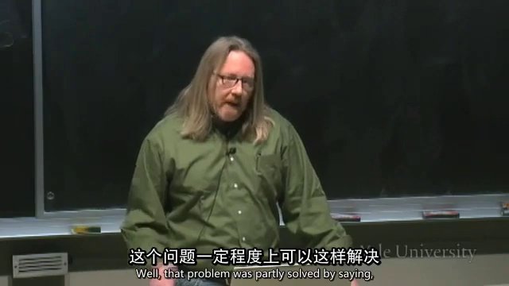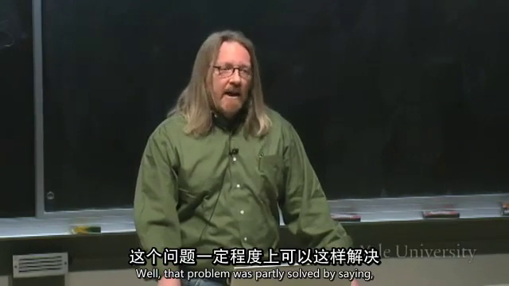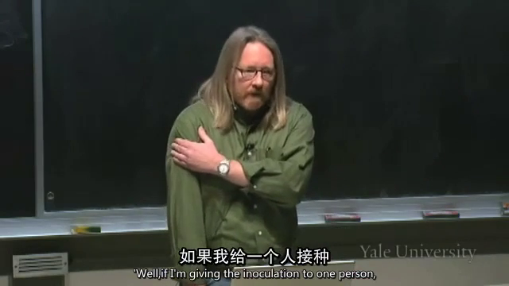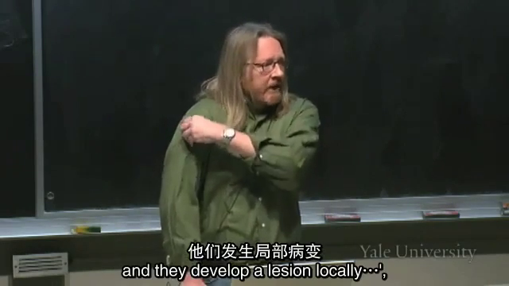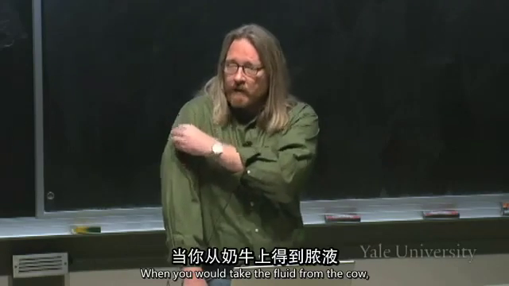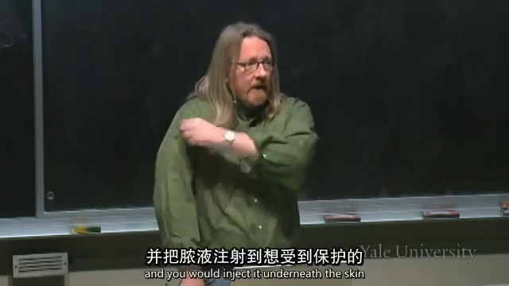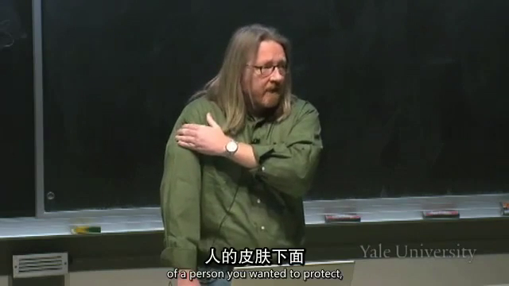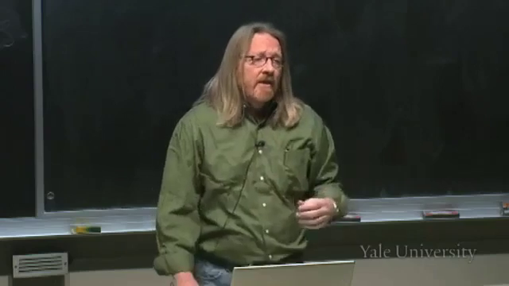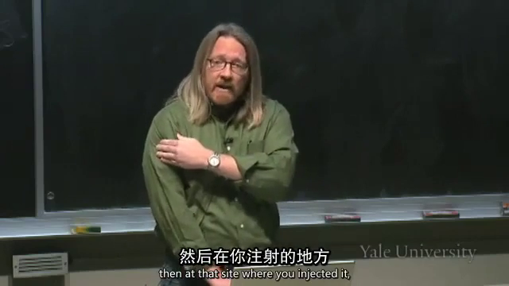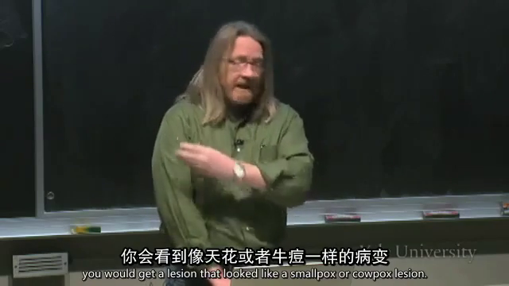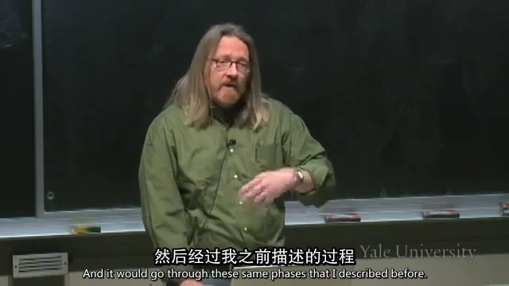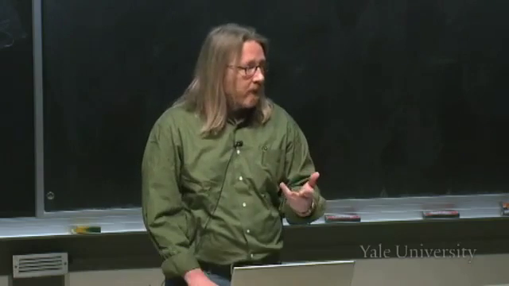Well, that problem was partly solved by saying, if I'm giving the inoculation to one person, and they develop a lesion locally, and that's what would happen when you would take the fluid from the cow and inject it underneath the skin of a person you wanted to protect, then at that site where you injected it, you would get a lesion that looked like a smallpox or cowpox lesion, and it would go through these same phases that I described before.